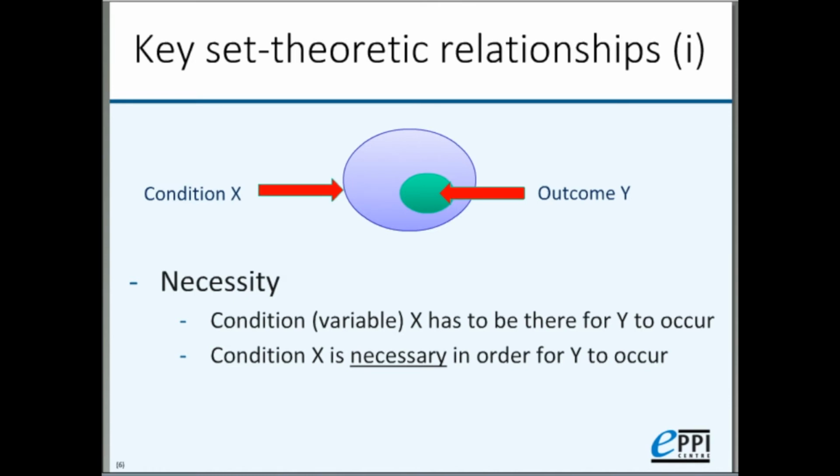Within QCA, we have to know about two key set theoretic relationships. So the first one here is necessity. By necessity, we're saying that a condition has to be there for an outcome to occur. There is no way that that outcome can occur without the presence of that condition. So the condition is necessary for the outcome to occur. So for example, having a lottery ticket is necessary to winning the lottery. So you can't win the lottery without purchasing a ticket.